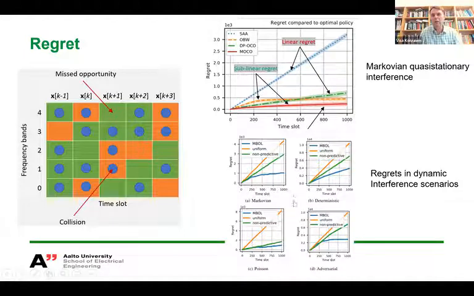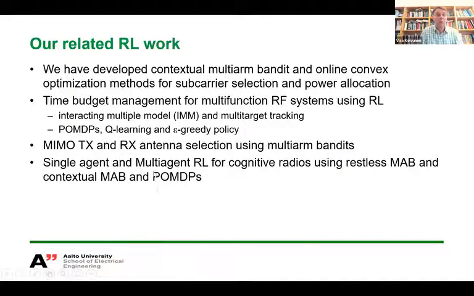So the interference statistics change more rapidly, and still the regrets are described by this blue curve. They are still sublinear, but probably not logarithmic anymore. Of course, doing analytical work in this type of dynamic scenario would be very, very difficult. So in such a case, you can only do simulations and verify these things.